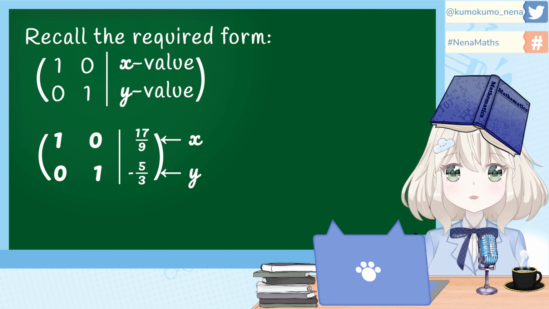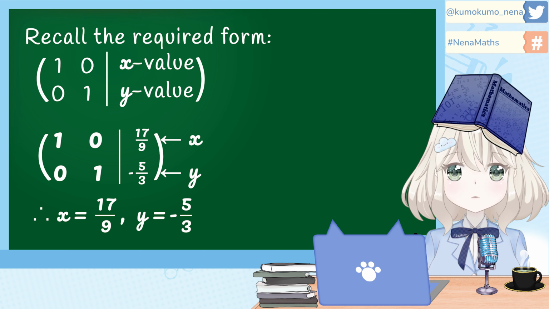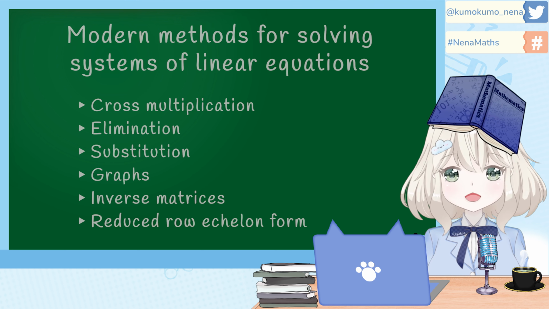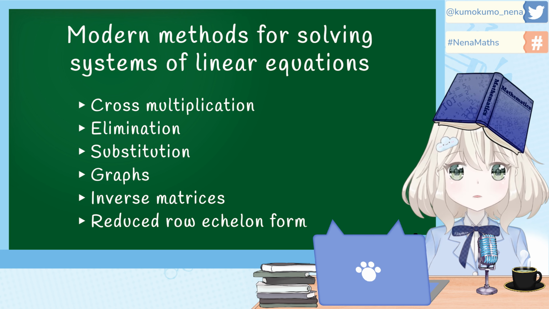Now we get the answer. x is 17 over 9 and y is minus 5 over 3. This method is a bit long, but we can use it to solve a system involving 4 variables or even more. What do you think about these methods? In this video, we introduced 6 methods in total. Which one is your favorite?